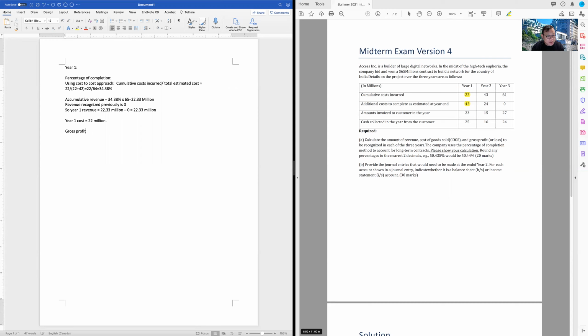Gross profit equals revenue minus cost. So 22.33 minus 22 equals 0.333 million. So it's a little bit of profit, right? 0.333. So we're done with year one, right? It's easy. We're done with year one. Year two.